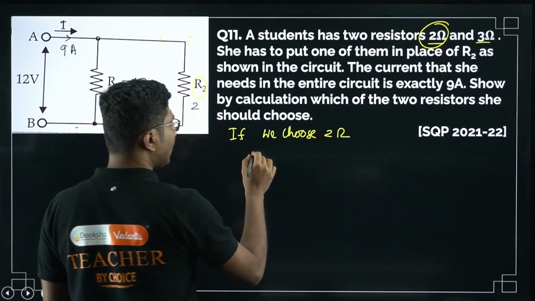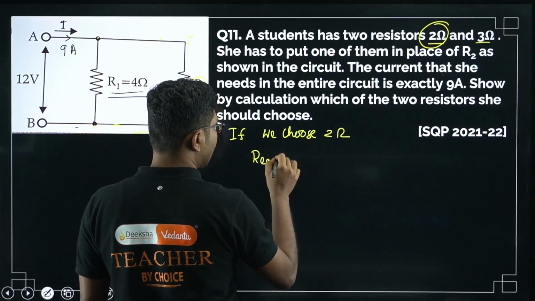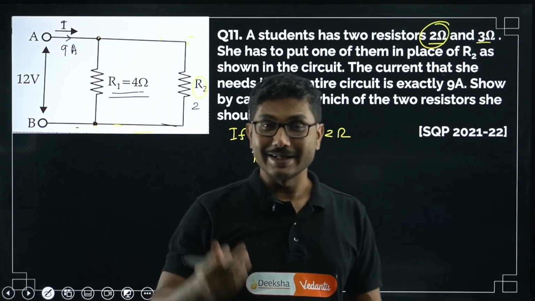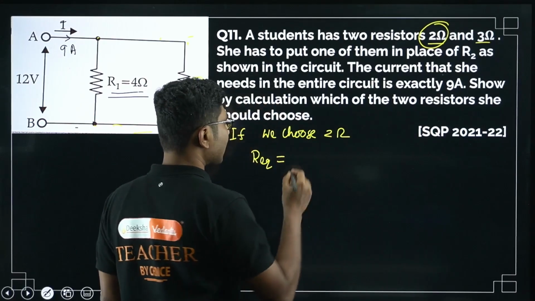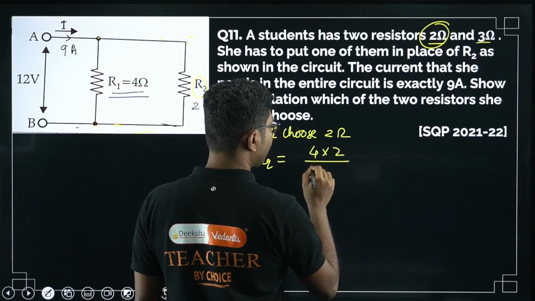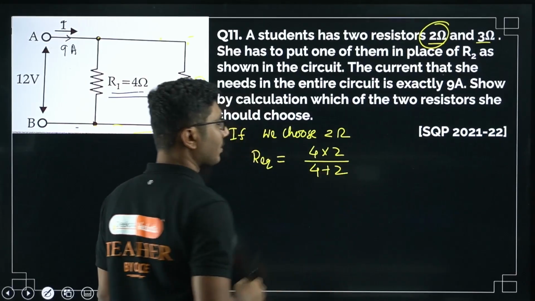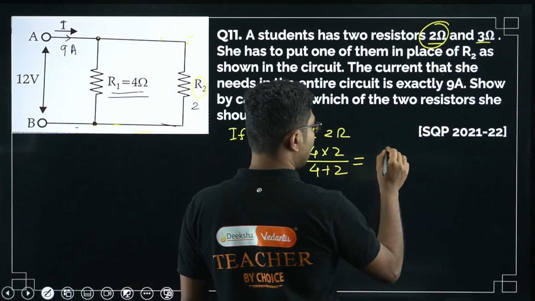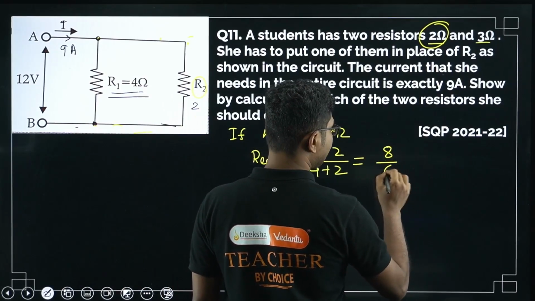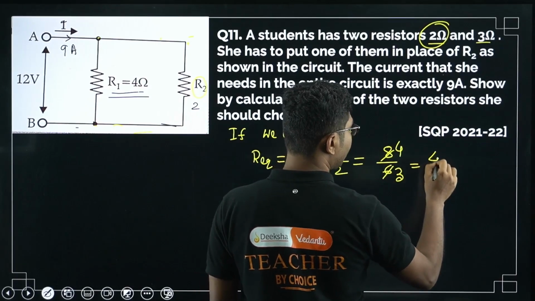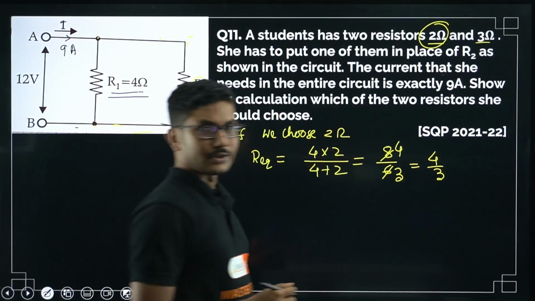Now, 2 ohm is there, 4 ohm is there. What is the equivalent resistance? For 2 resistors connected in parallel, I taught you a shortcut method: 4 times 2 divided by 4 plus 2. That is R1 R2 divided by R1 plus R2, which is 8 divided by 6, so 4 divided by 3. So 4/3 ohm is the equivalent resistance.